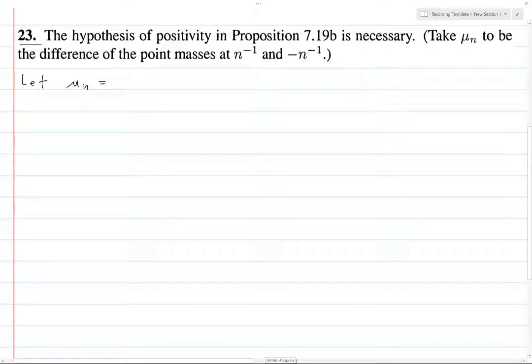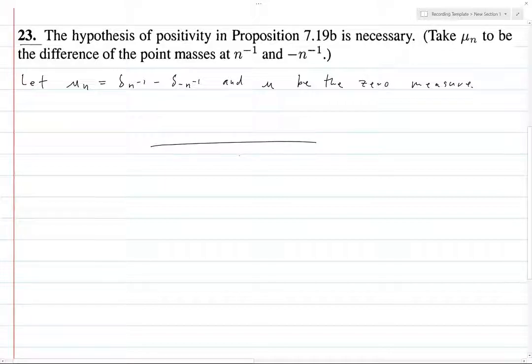So let mu n be delta n inverse minus delta minus n inverse, and mu be the zero measure. So if you were to think of this as like, this is 0, this is n inverse, and this is minus n inverse, then we've got a positive 1 point mass at n inverse, and we've got a negative 1 point mass at minus n inverse. So this is a zero measure.